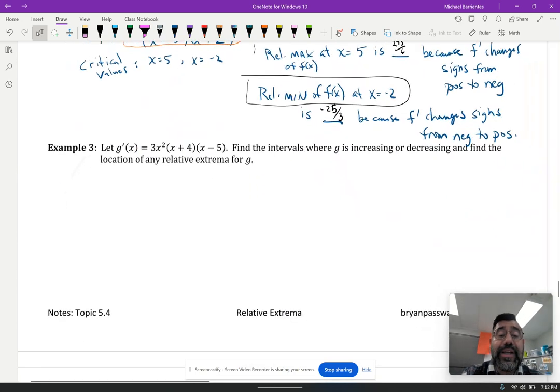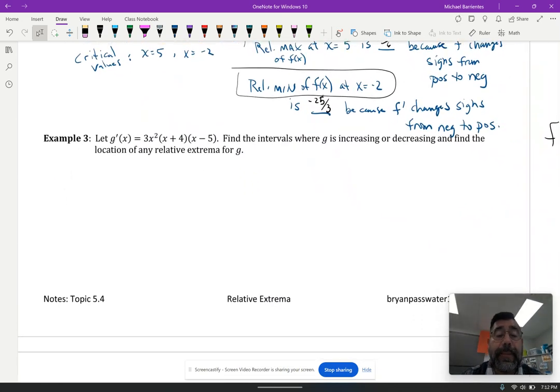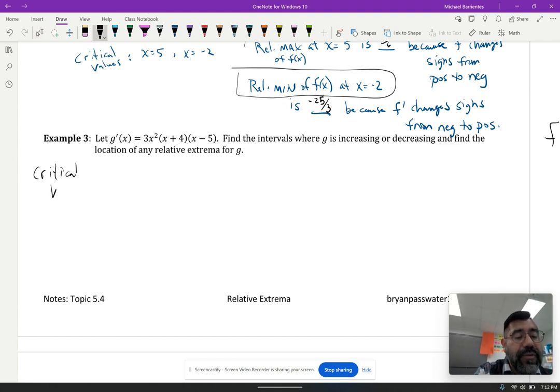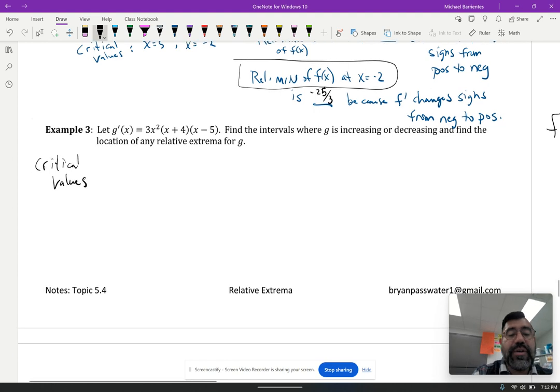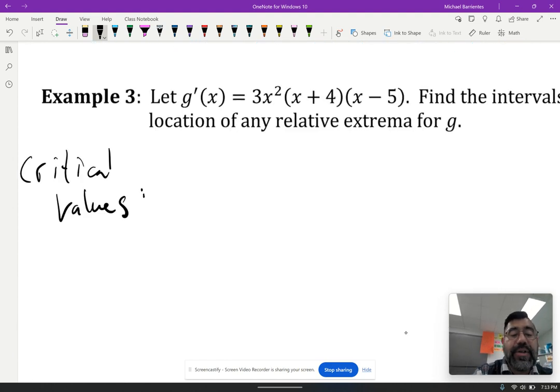When we look at example number 3, we're going to do the same thing, but we already lucked out because they found the derivative for us. So step 1, take the derivative. Well, they already did that. Now the next thing is, can we find the critical values? The critical values occur at x equals 0, x equals -4, and x equals 5.